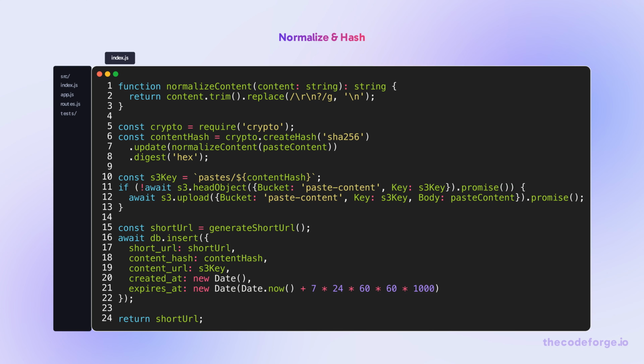First, normalize the content, then hash it. Check if the Simple Storage Service object exists. If not, upload. Generate a unique short URL and store metadata. This way, duplicate content shares the same Simple Storage Service object, but each paste has its own short URL.